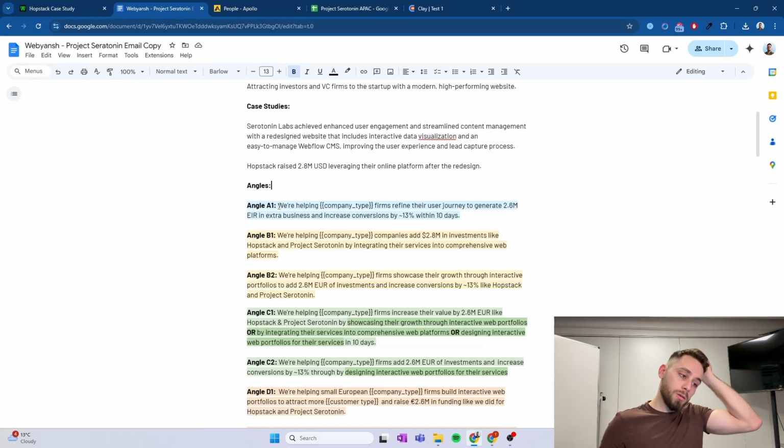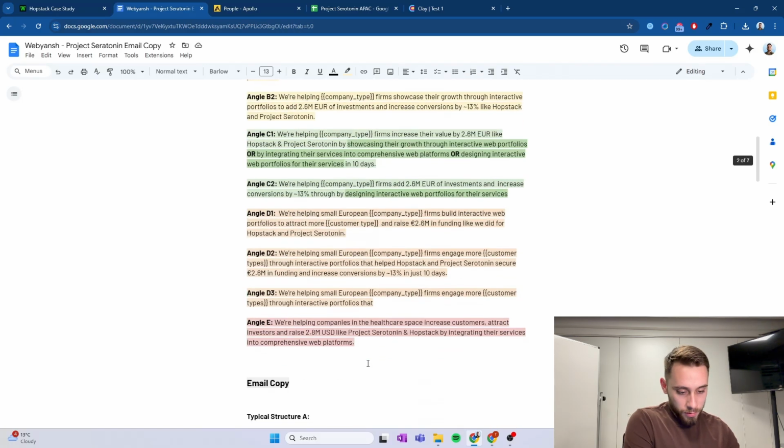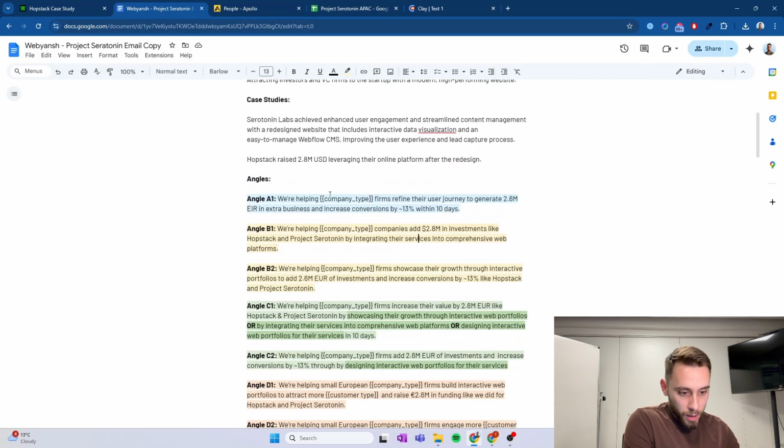And when we're pitching services like this, it could be difficult, even software development, web development. These are offers that are not necessarily painkiller offers. So we really need to present them in a way that makes the prospect think. So what we have here in our angles, in angle A, I'm just going to read some of them out. We're helping company type firms refine their user journey to generate 2.6 million euros, for example, in extra business and increase conversions by 13% within 10 days.